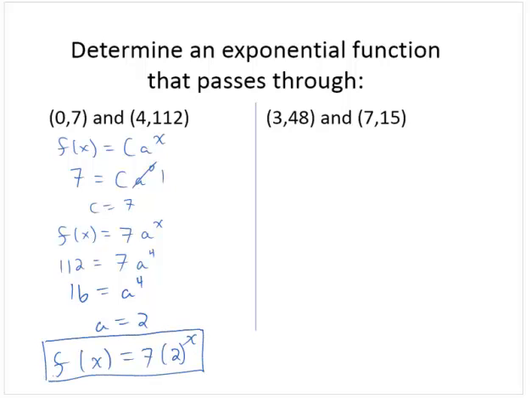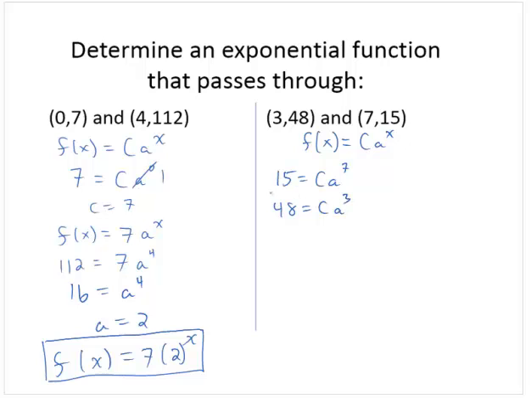All right, another example, now through (3, 48) and (7, 15). Again, let's assume that we're using a function of the form f(x) = c times a to the x. Now, we don't have a nice ordered pair here. We don't have a 0 something where we could immediately get the value for c. So we're going to use a system of equations in this case. I like to use the second ordered pair first. So I'd have 15 equals c times a to the 7th. And I also have 48 is equal to c times a to the 3rd.